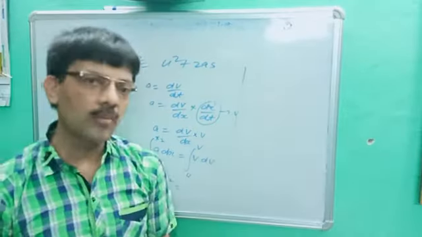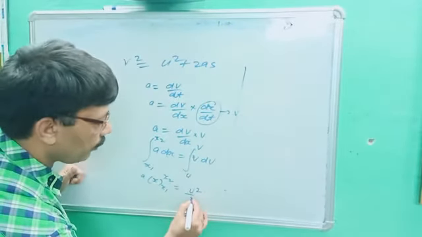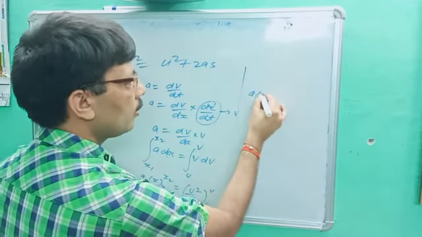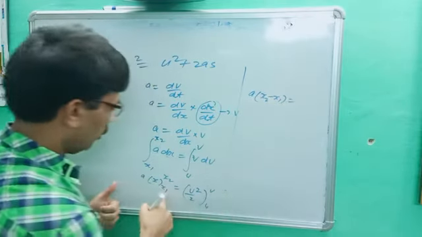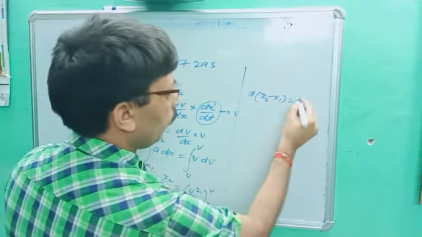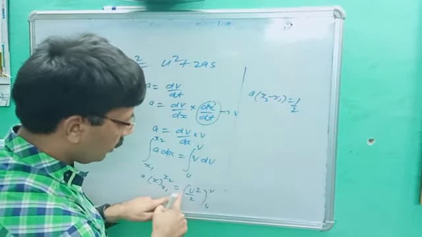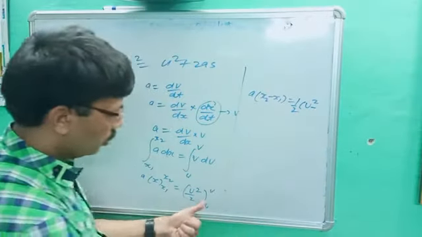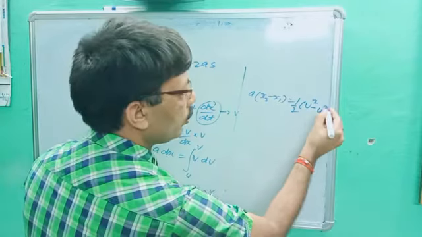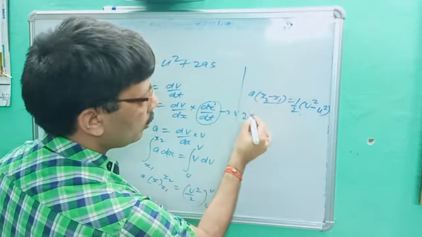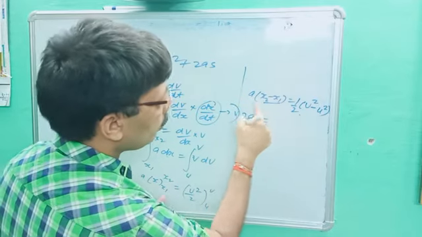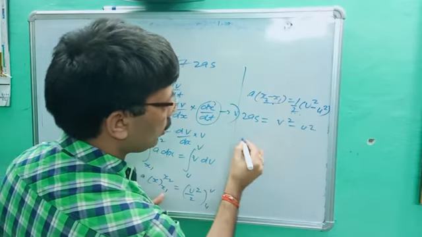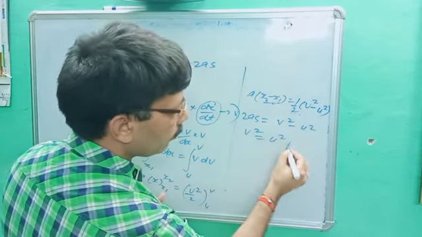Integration of x dx is x square by 2, so v dv is equal to v square upon 2, limit u to v. Higher limit minus lower limit: a times x2 minus x1 is equal to 1 upon 2, which is constant. In the place of v you put v, it will be v square minus, according to the rule, in the place of v you put u, it will be u square. This is s. So cross multiply: 2as is equal to v square minus u square. So v square is equal to u square plus 2as.